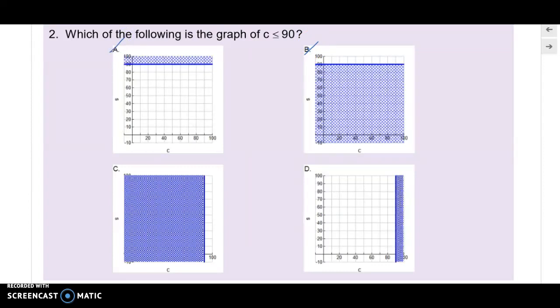Again, it might be pretty obvious based on that which one it's going to be, but if it's not, and I'm not going to make that assumption, I'm going to take a point and plug it in. Just like we did before, 0, 0 is a really nice point to plug in because it's pretty basic, very easy to evaluate. The C coordinate is 0, and 0 is less than or equal to 90 is a true statement. So based on that, graph D does not have that part of our solution set, but graph C does. C would be my better choice because D doesn't have the right pieces in place.